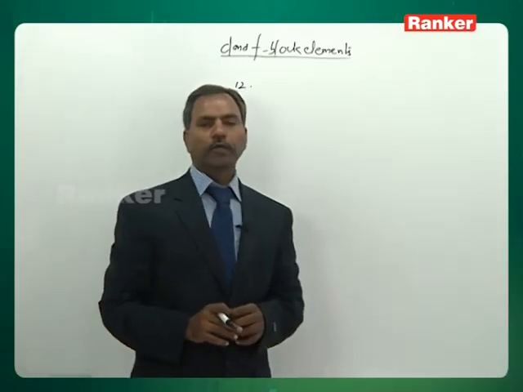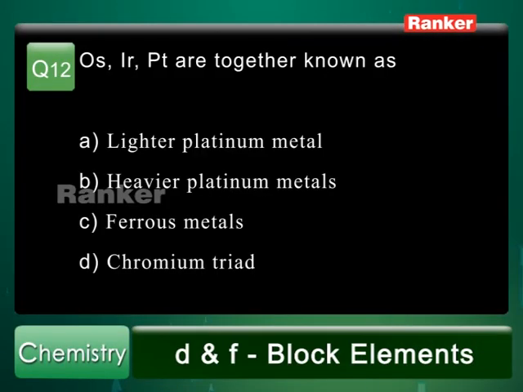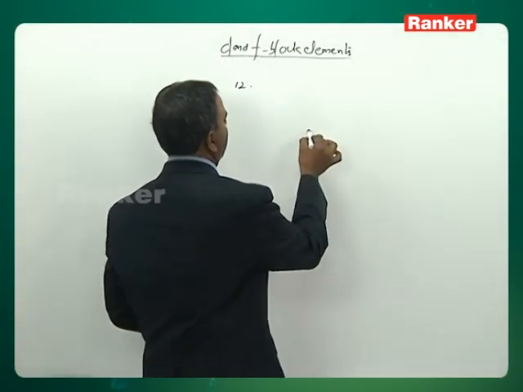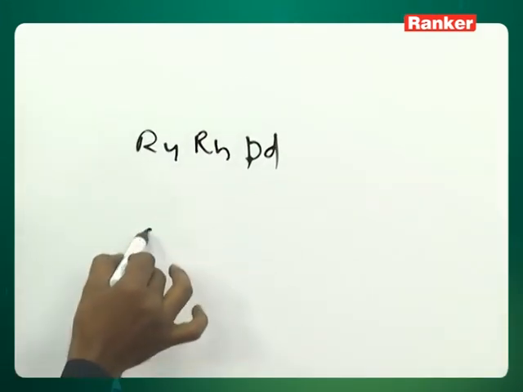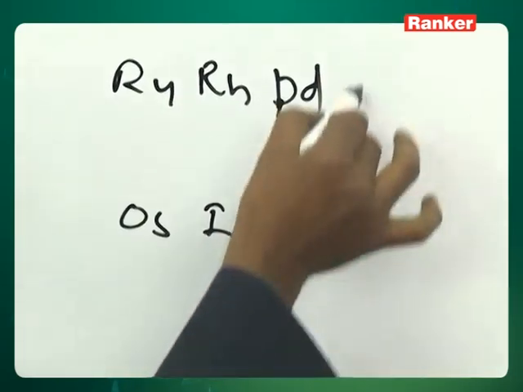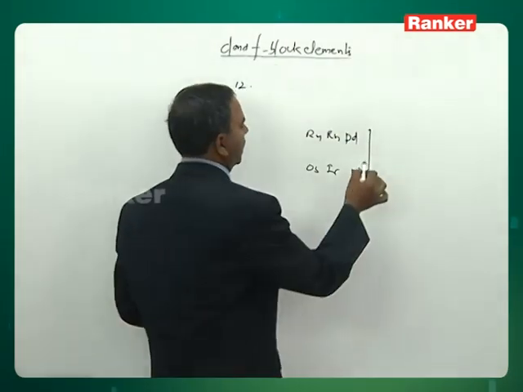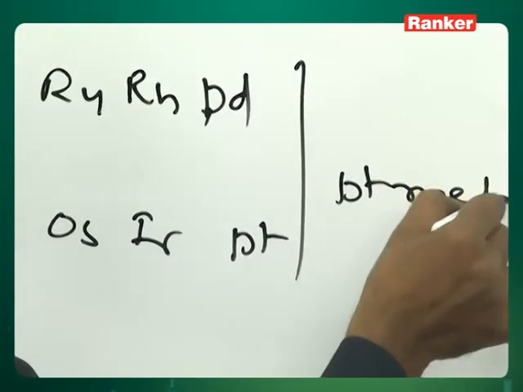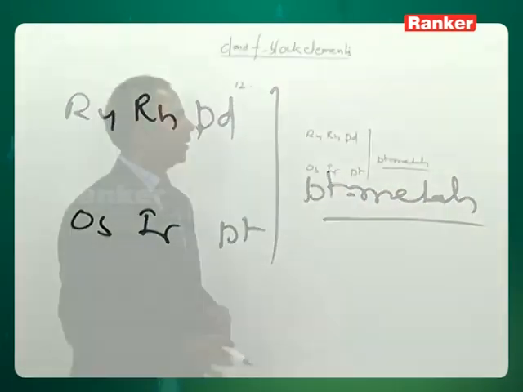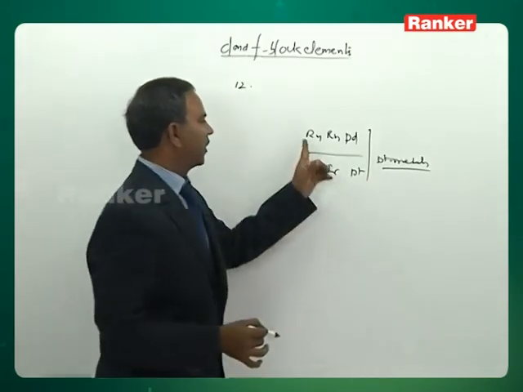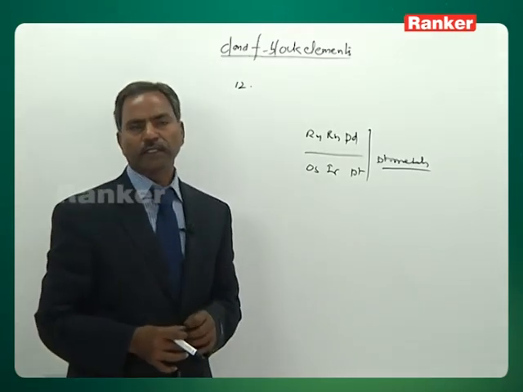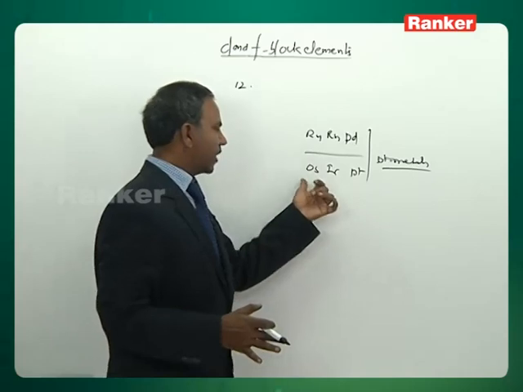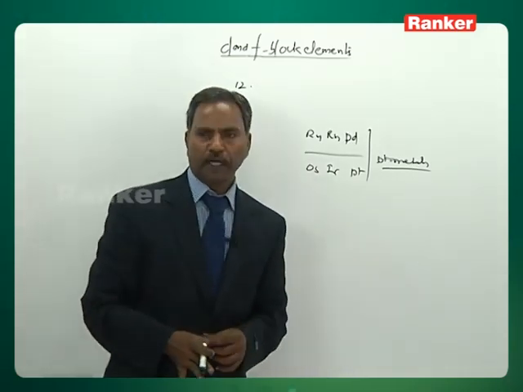Coming to question number 12, osmium and platinum are together known as. Generally in the d block elements, these 6 elements are given to you: ruthenium, rhodium, palladium, osmium, iridium, platinum. These 6 elements together are generally known as platinum metals. But among these 6, some are lighter, having less mass. Therefore, ruthenium, rhodium, palladium are known as lighter platinum metals, and osmium, iridium, platinum are known as heavier platinum metals.